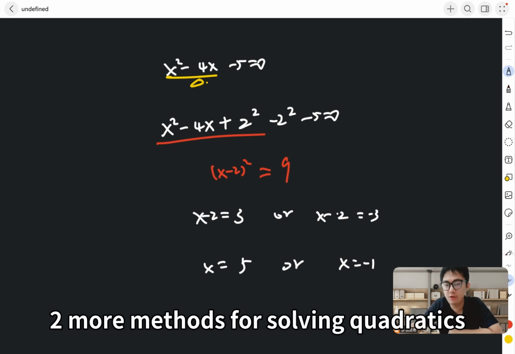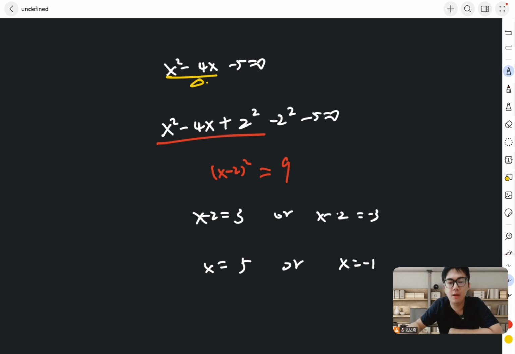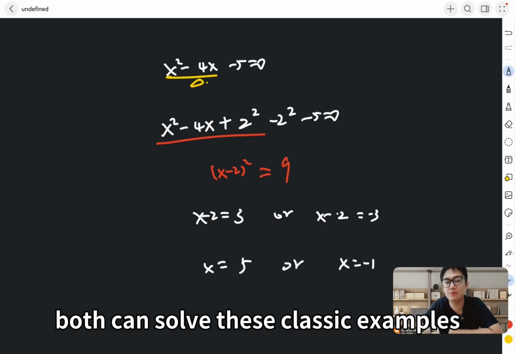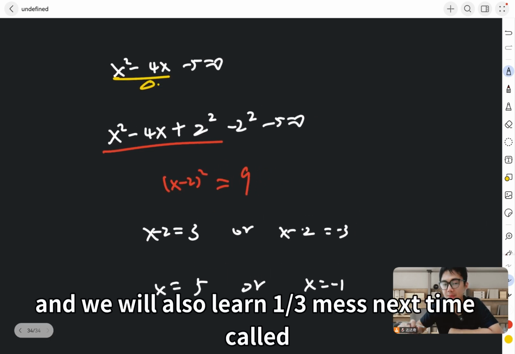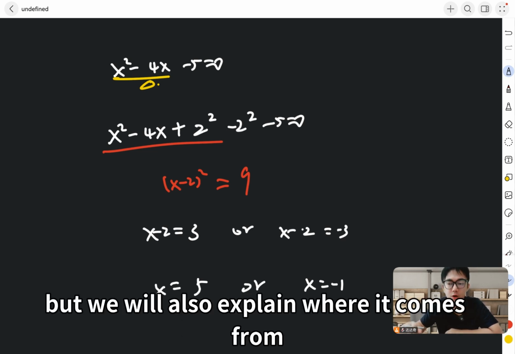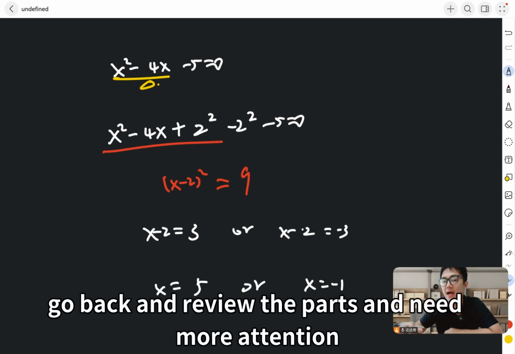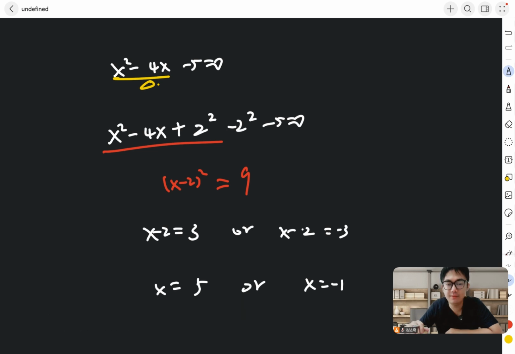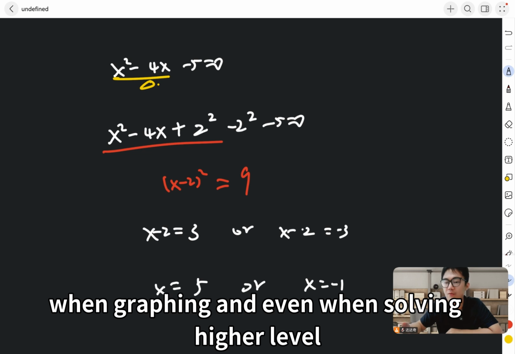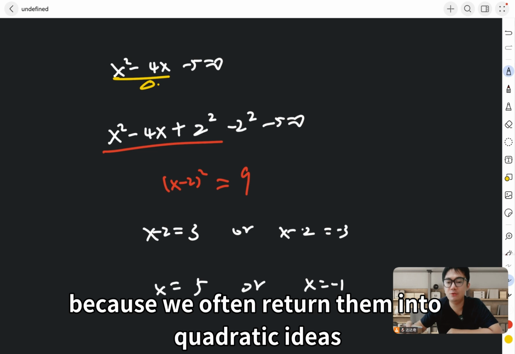So we've now learned two more methods for solving quadratics. The first one is by factorizing, and the second is completing the square. Both can solve these classic examples. And we will also learn a third method next time called the quadratic formula, a handy memorized formula, but we will also explain where it comes from. And that's it for this lesson. If something wasn't clear, go back and review the parts that need more attention. This completing the square method will come up again later when graphing and even when solving higher level equations like logarithmic or exponential ones, because we often turn them into quadratic ideas.